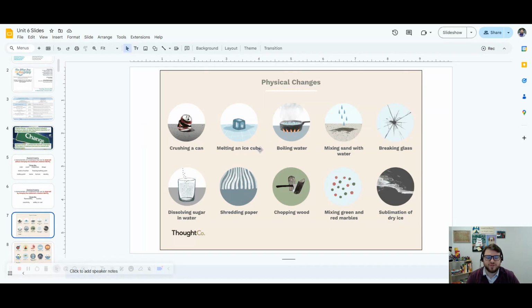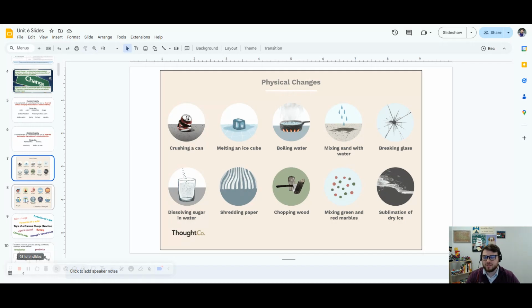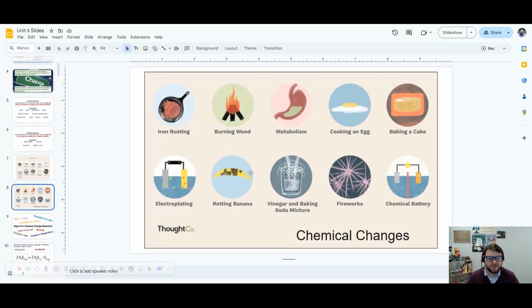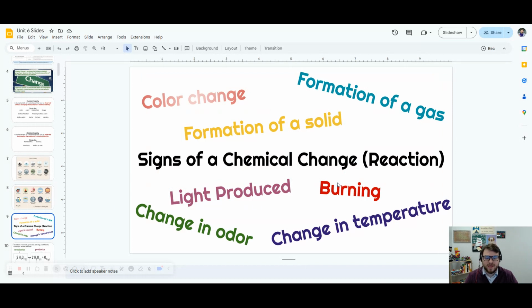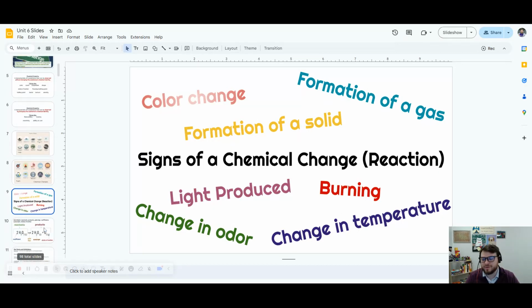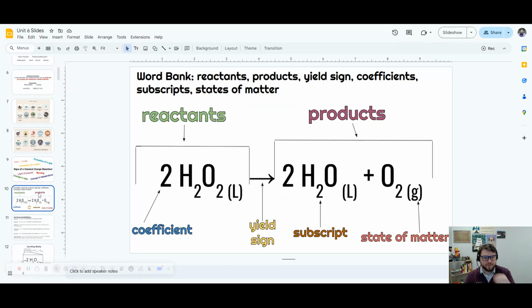So we can see some of these physical changes: melting an ice cube, boiling water, breaking glass. We're not changing the chemical composition there, but something like rusting or burning or cooking or a battery, that is a chemical change, right? And so some signs of a chemical change are color change, the formation of a solid, formation of a gas, light being produced, a change in odor or scent, and then burning and a change in temperature.